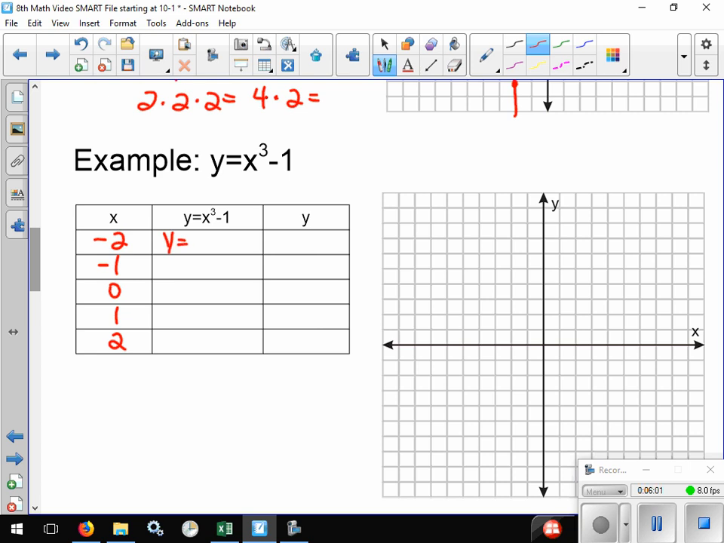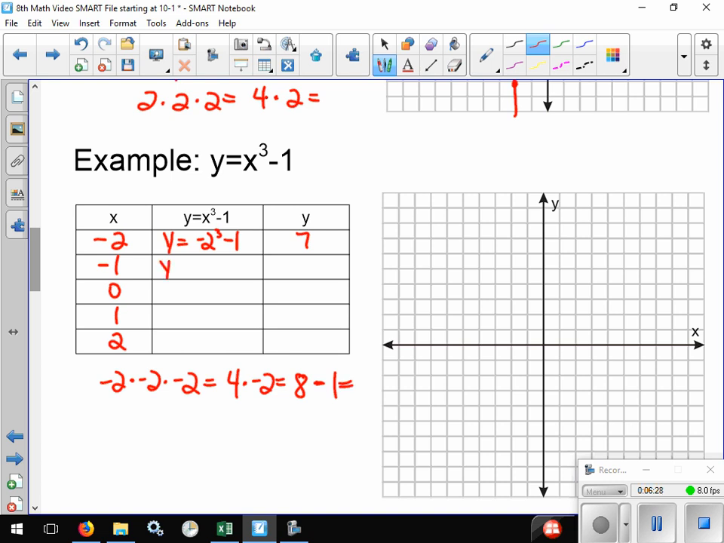So we have y equals -2 cubed minus 1. So again, it's -2 times -2 times -2 times -2. So we have -2 times -2 is 4, times -2 is 8, and then be careful, you have to remember to subtract the 1, and you get 7.